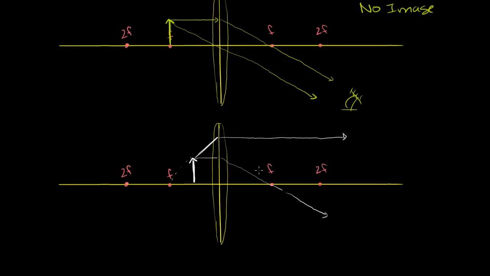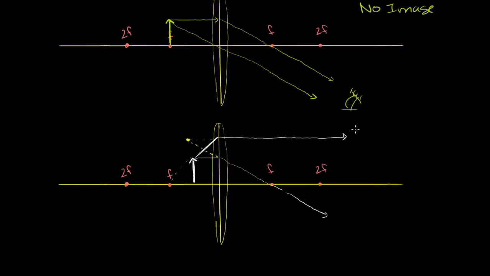So clearly, these 2 light rays are not converging, so no real image is going to form. But they do look like they're diverging from some point. They do look like they're diverging from, let me continue these lines. They both look like they're coming from a point right over there.